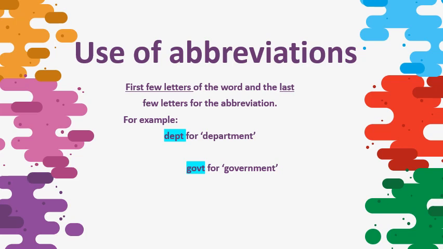The next type of abbreviation is where we take the first few letters of the word and the last letter in order to abbreviate. For example, department is abbreviated as DEPT and government is abbreviated as GOVT. So this is another type of abbreviation where we take the first few letters and the last few letters of the word in order to write an abbreviation.